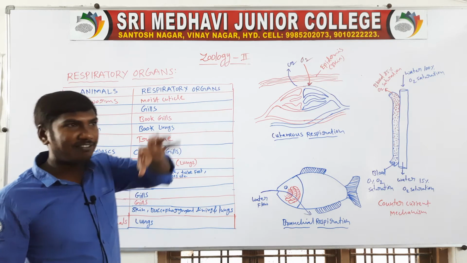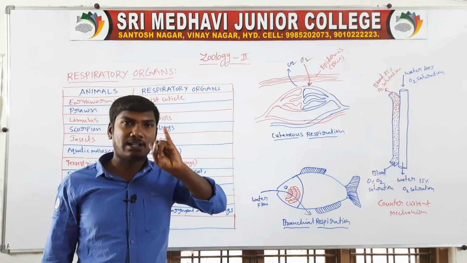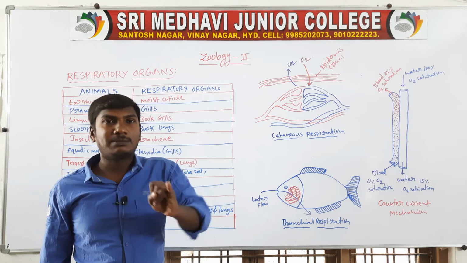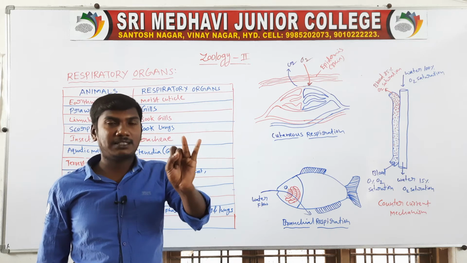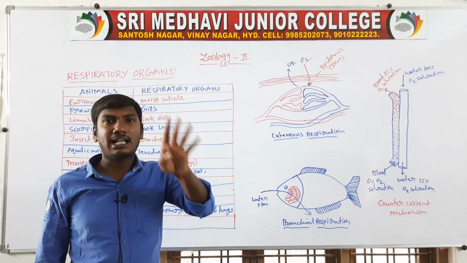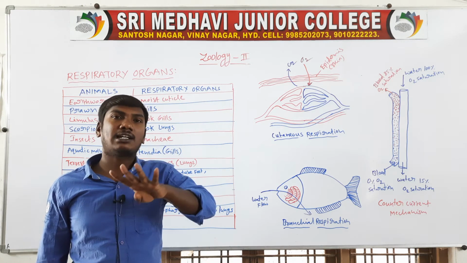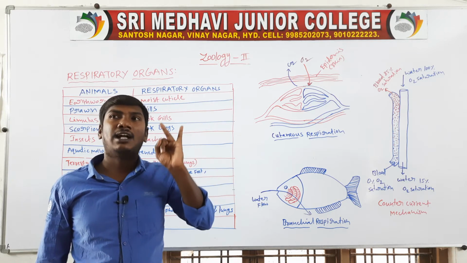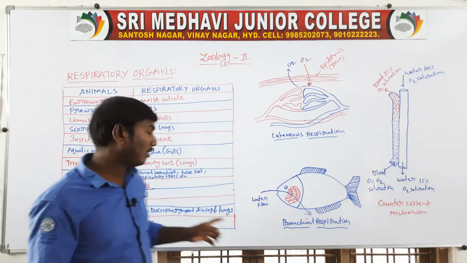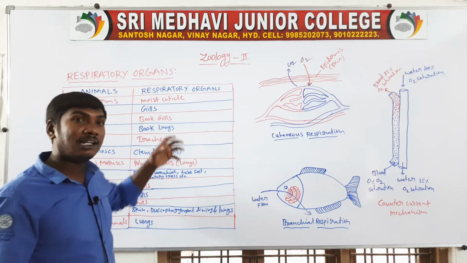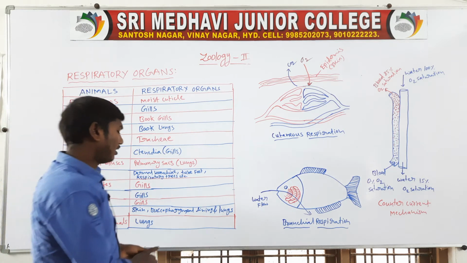Do you understand the frog? In the frog life cycle, there are four types of respiration. In the larva stage, the tadpole larva, there is gill respiration. In the adult frog, there is skin respiration, buccopharyngeal respiration and lung respiration. So there are four respiratory organs in the frog life cycle: gills in the larva stage, and in the adult the skin, buccopharyngeal lining and lungs. So these are the respiratory organs.